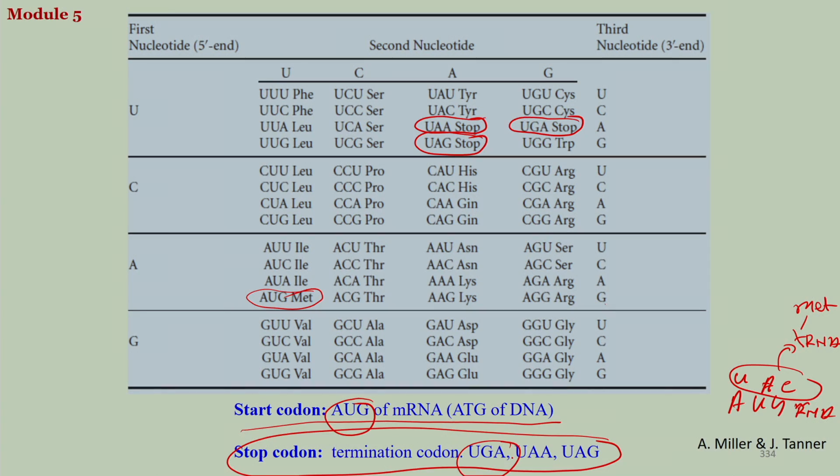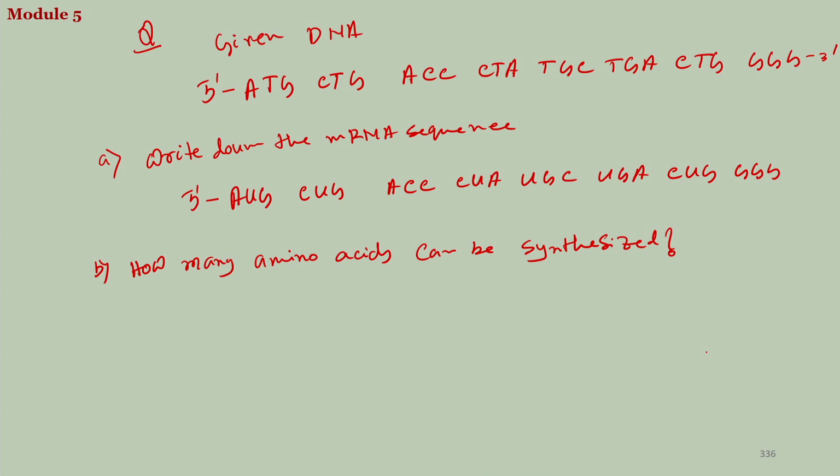So, what is your stop codon? Let us see what the stop codons are. UGA, UAA, UAG. These are the stop codons. You have to remember the stop codons and the start codon. So, AUG, see this is the start codon. UGA, do you have any? UGA. There is a stop codon right here. So, that is stop, this is start.